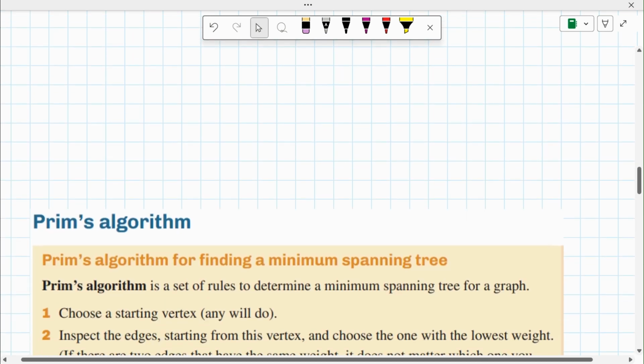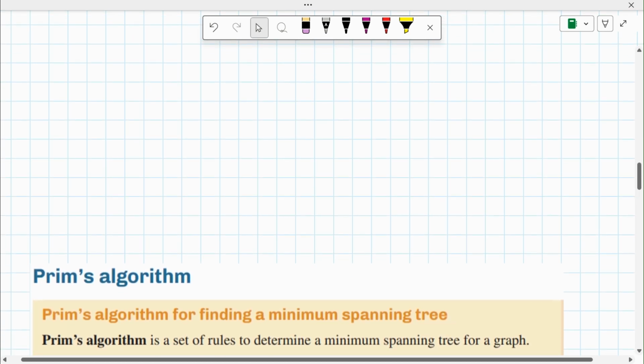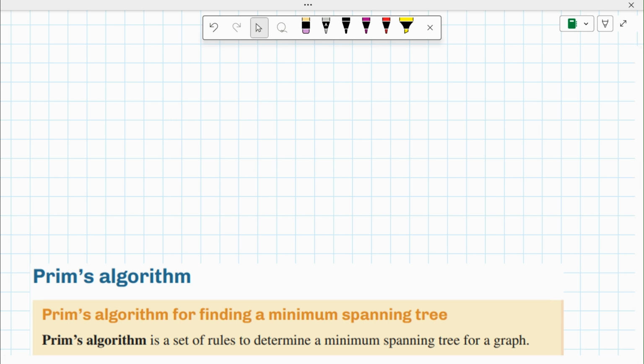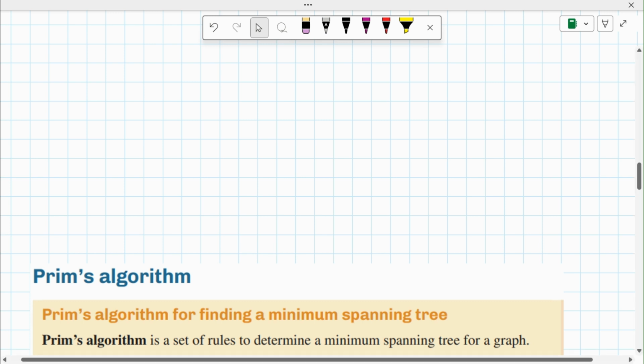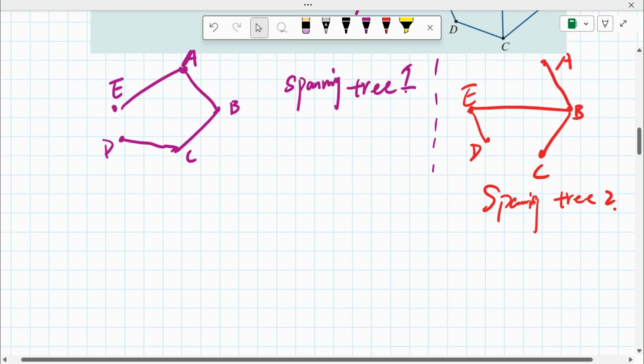Sometimes we have to figure out the minimum spanning tree. The minimum spanning tree is the spanning tree of minimum length. There might be more than one, so just be aware.